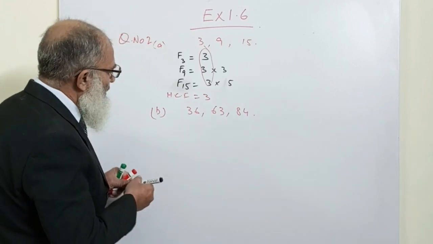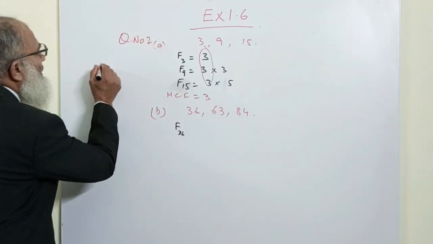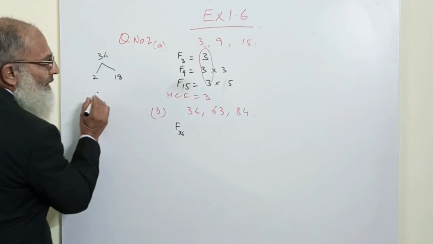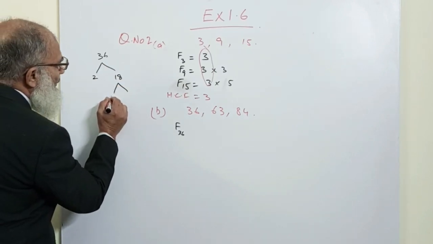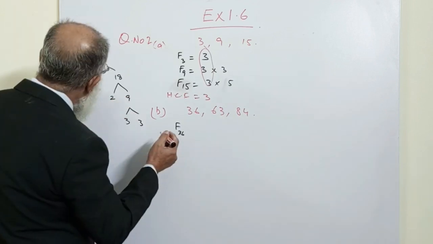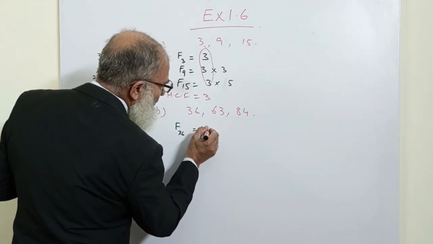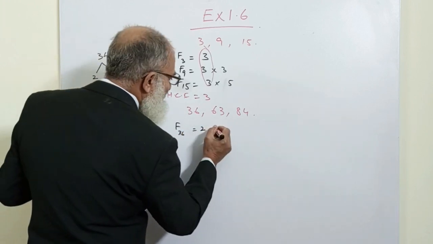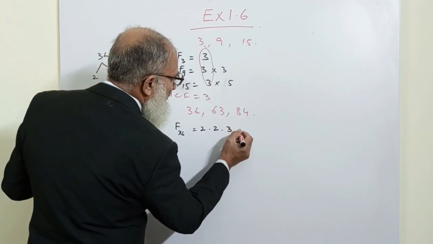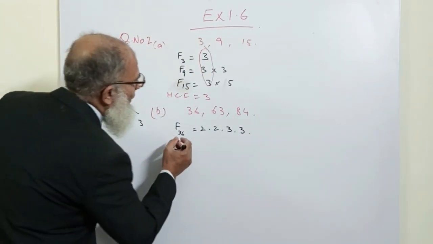So what are the factors of 36? 36 is 2 times 18, and 2 times 9, and 3 times 3. Write all the factors over here: 2, now this dot also means times, times 2, times 3, times 3 again.